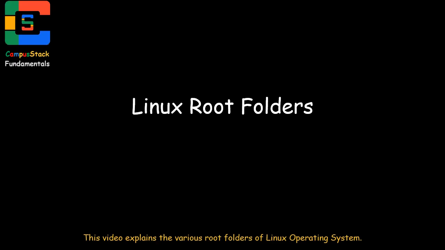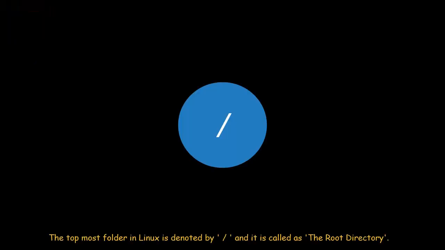This video explains the various root folders of Linux operating system. The topmost folder in Linux is denoted by /, and it is called the root directory. Everything begins from this directory, and everything is located in this root folder. We cannot go above this directory.